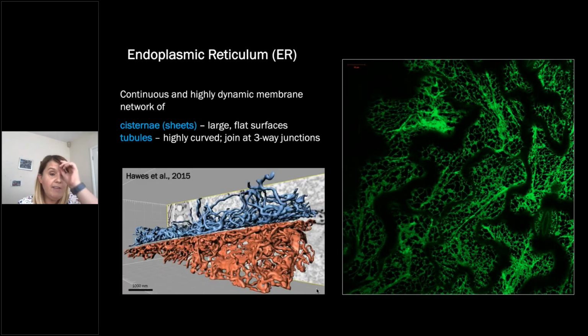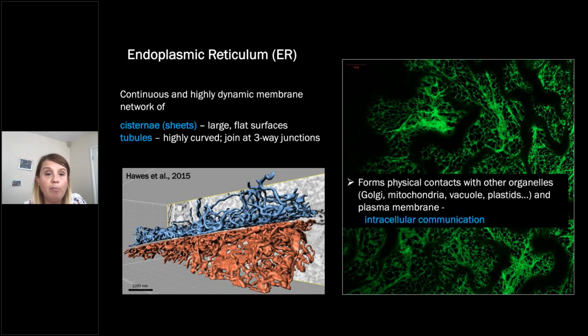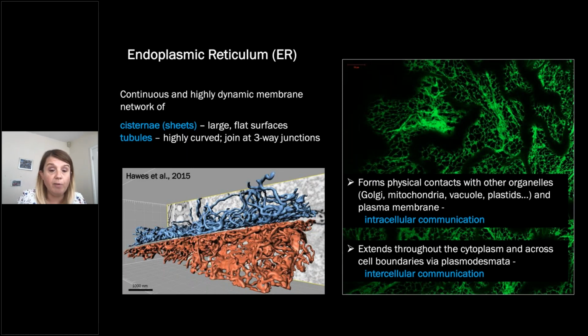Okay. So this image here is a 3D rendering of the endoplasmic reticulum in 2 adjacent cells, with the lower cell shown in red and the upper cell in blue. And what I hope this really demonstrates is just how pervasive the endoplasmic reticulum is, in that it extends throughout the cytoplasm and forms contact sites with most, if not all, of the other organelles in the cell. And consequently, the ER is likely to be integral to intracellular communication. Also, the ER extends between cells via the plasmodesmata, and therefore is also involved in intercellular communication. So you can see why it's quite an important organelle.